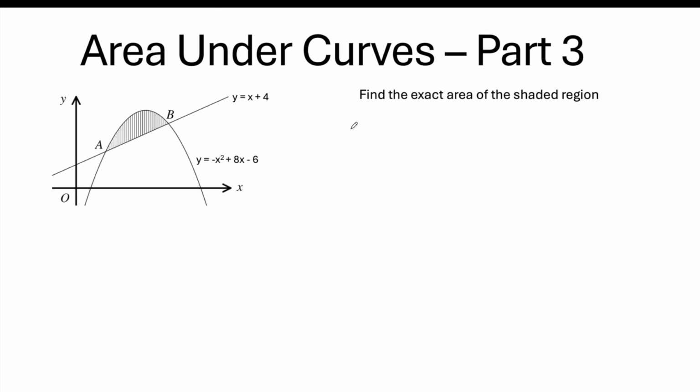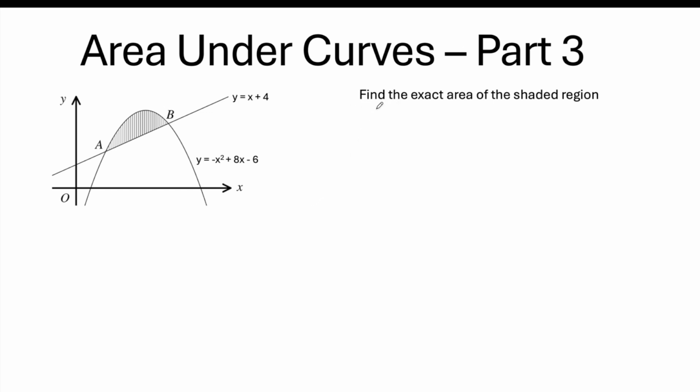Okay, so welcome to the final part of looking at using definite integration to calculate exact areas. So we've got another question here. We've got a graph with a line y equals x plus 4, and we've also got a quadratic y equals minus x squared plus 8x minus 6.